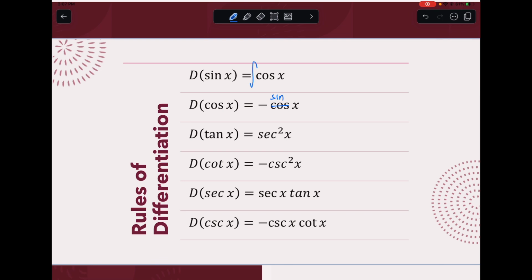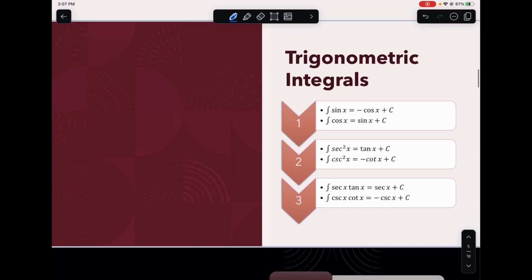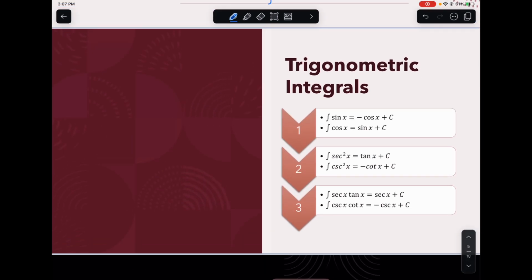Okay, so we could have the integral of cosine, the integral of sine, integral of secant squared, integral of cosecant, integral of secant and tangent, and integral of cosecant and cotangent will be all of these. So that's why on the next set of rules, in finding the integral of trigo functions, this is what we have here.